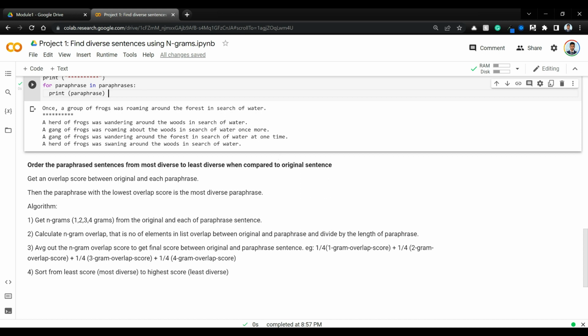So our goal is to determine some score when you compare the original sentence with each of the individual sentences. Assume that it's some kind of similarity score, and then we need to sort these 4 sentences from least similarity to highest similarity, because least similarity means most diverse from the original sentence.